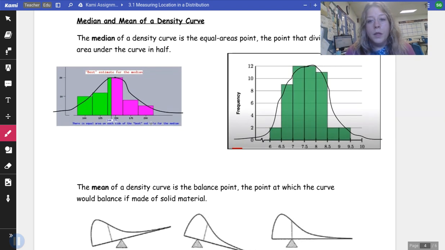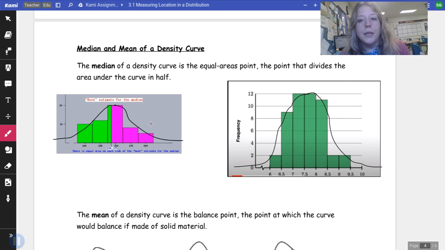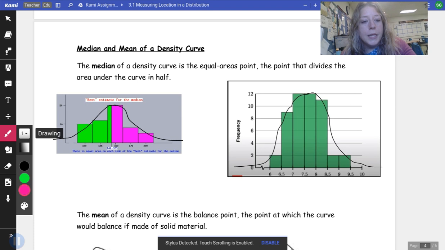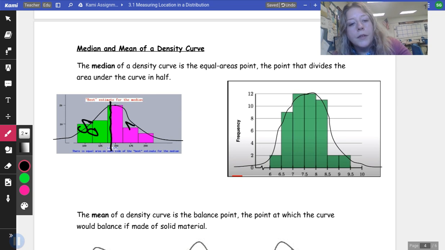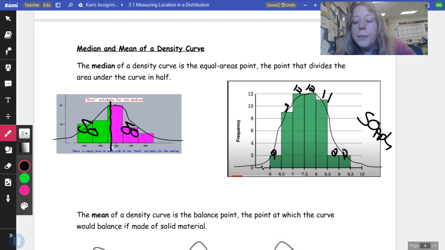Okay, let's scroll down. These are two histograms that I have attempted to draw the curve around. This first one, the median is identified for you. It's right where the purple and the green change color. That means 50% of the data is on the left and 50% of the data is on the right. In this green one, we're going to calculate where the median goes. So we have 2 people in this bar, 9, 12, 12, 11, 2, 2. So there are 50 people represented in this chart.